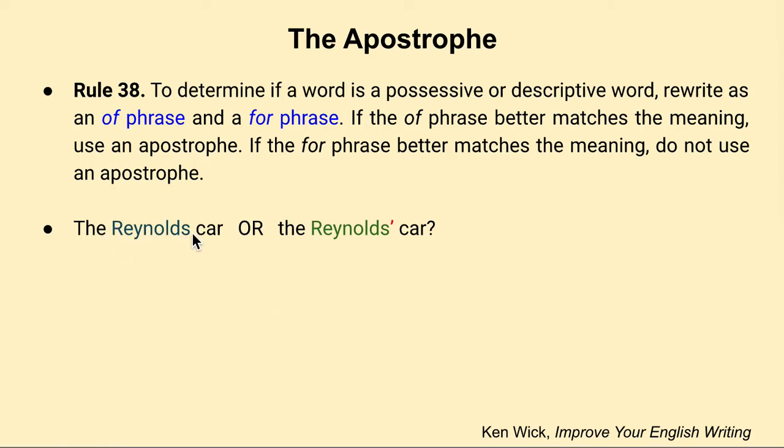This one is a descriptive. This one is actually a possessive. So if you're not too sure, if someone said the Reynolds car, are you supposed to put an apostrophe there or not? Well, this is how you determine that.